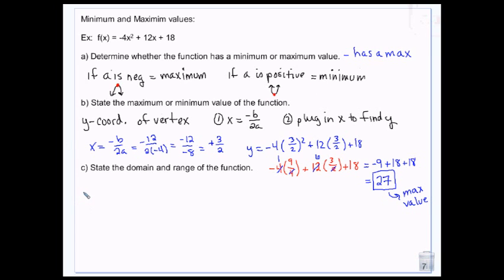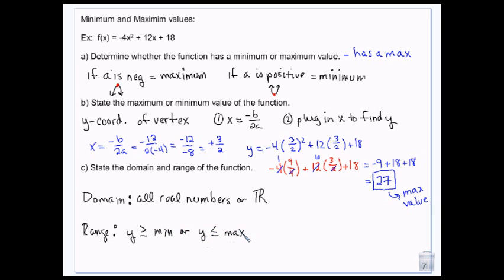The domain in quadratics is either all reals or you can use the symbol for all real numbers. The range is going to be either y is greater than or equal to the minimum or y is less than or equal to the maximum. And it's always going to be that way in a quadratic. So in this particular instance, the domain is going to be all reals, and the range is going to be y is less than or equal to 27 because we had a maximum.